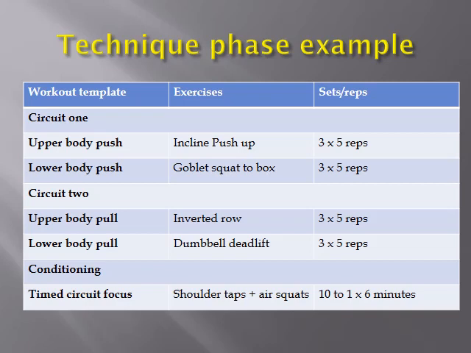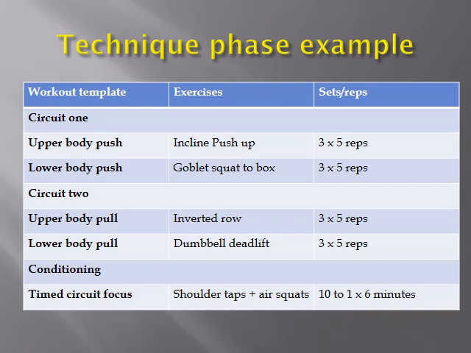Now, for our conditioning, you'll notice that we have a time circuit. Again, I've chosen 2 exercises that they're performing back to back from 10 to 1 for 6 minutes, meaning they do 10 of each exercise. They start over, they do 9 of each exercise, and try to count down from 10 to 1 in a period of 6 minutes.